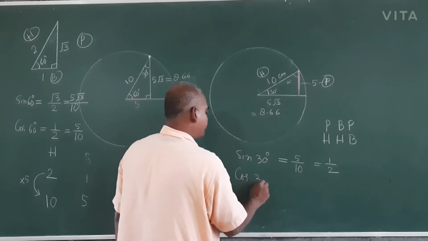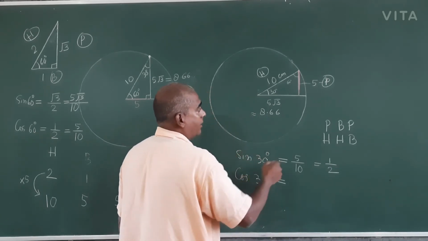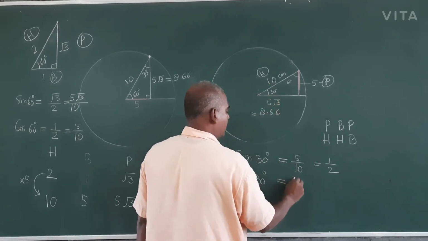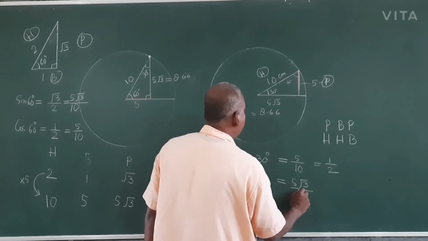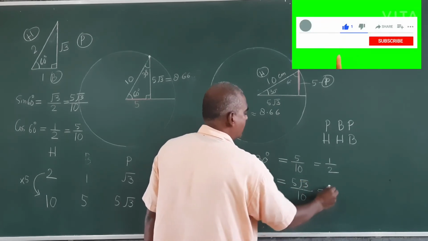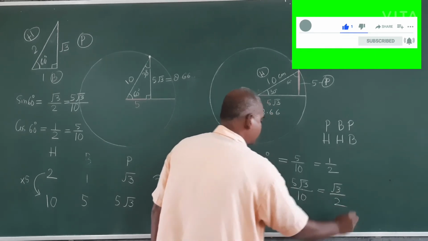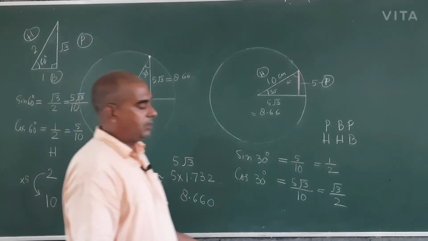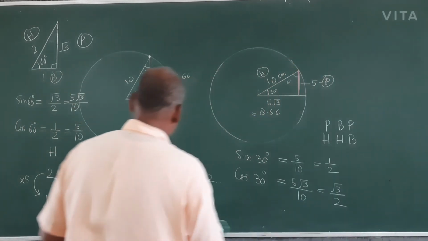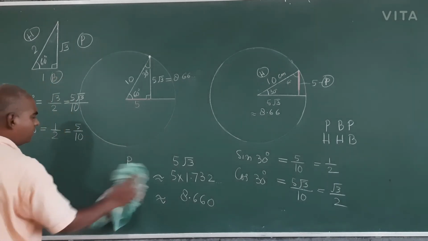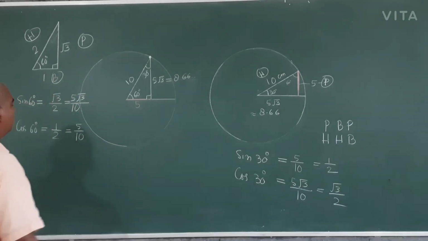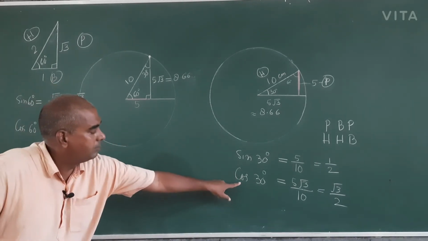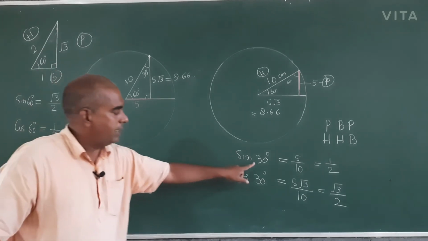Cos 30 is equal to base by hypotenuse. This is base, 5 root 3 upon 10, means root 3 upon 2. And you can see here, because the triangle is the same, only the orientation of the triangle has been changed. Sin 60 and cos 30, the two values are same. Cos 60 and sin 30, two values are same.